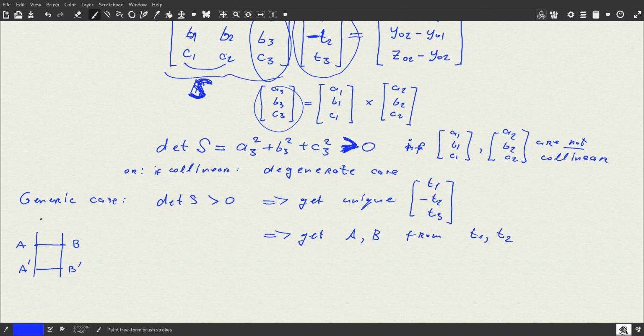Degenerate case. So we can't determine A and B uniquely. What we can determine is the distance between the lines. So in this case, once we got AB, then obviously the length of AB is the distance.